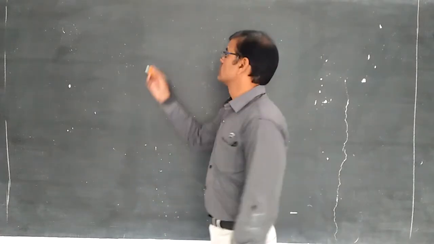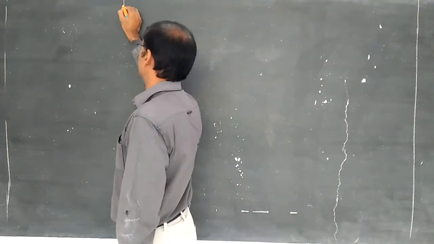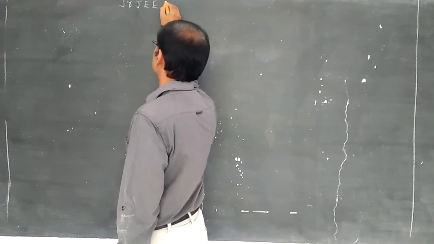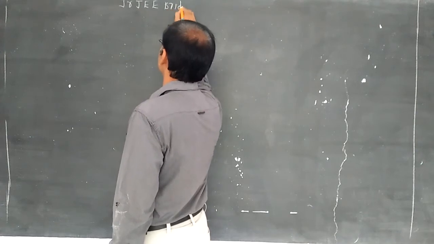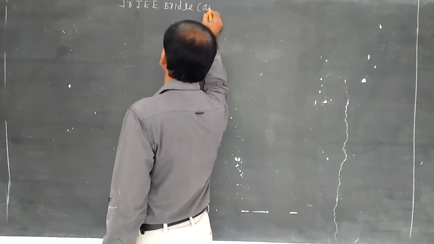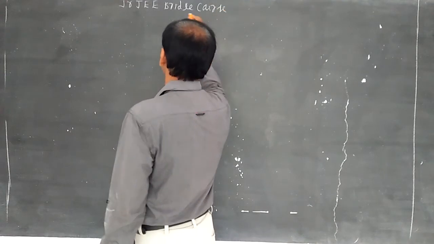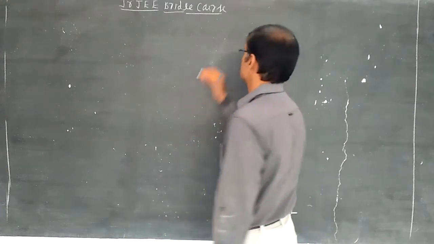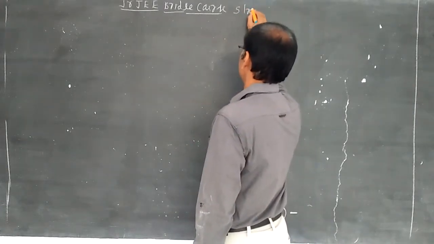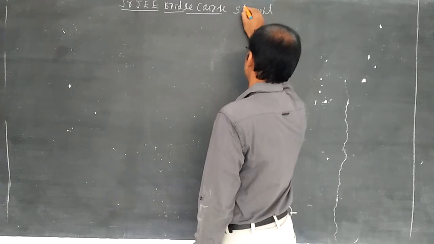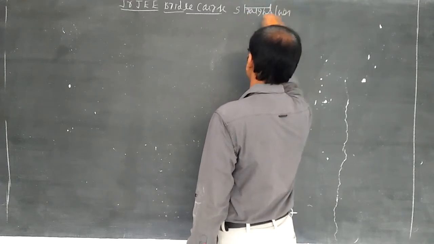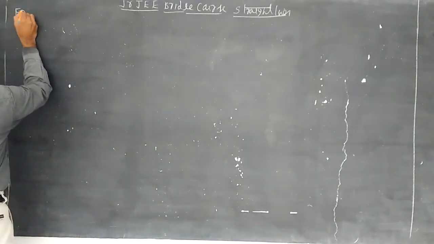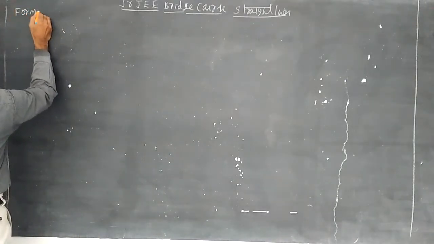Dear students, now we are in the topic Junior JEE Bridge course. In the Junior JEE Bridge course topic, we are discussing straight lines. Already I said the equation of straight lines model. Today I want to discuss with you some examples.